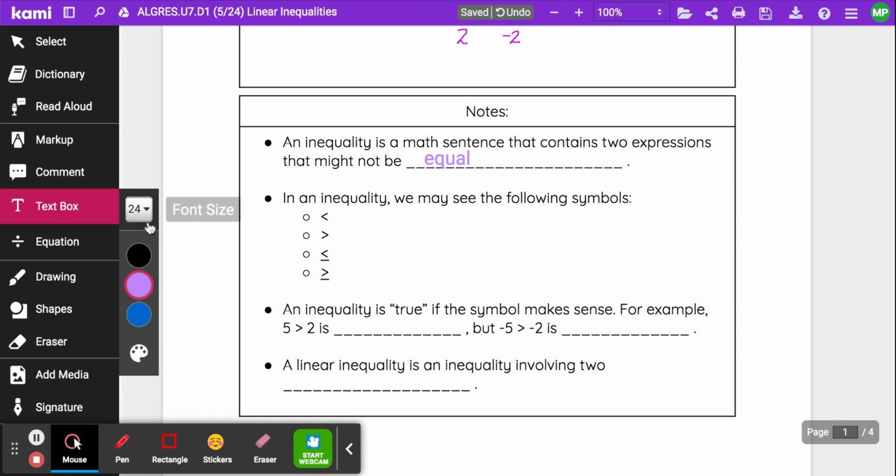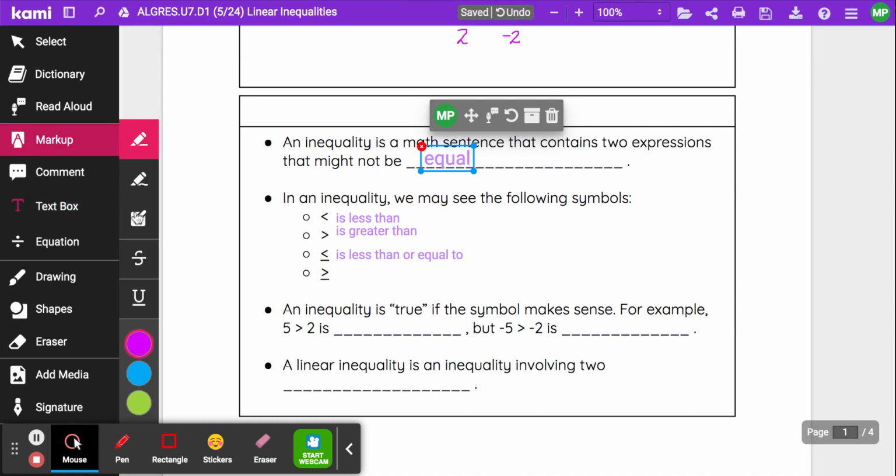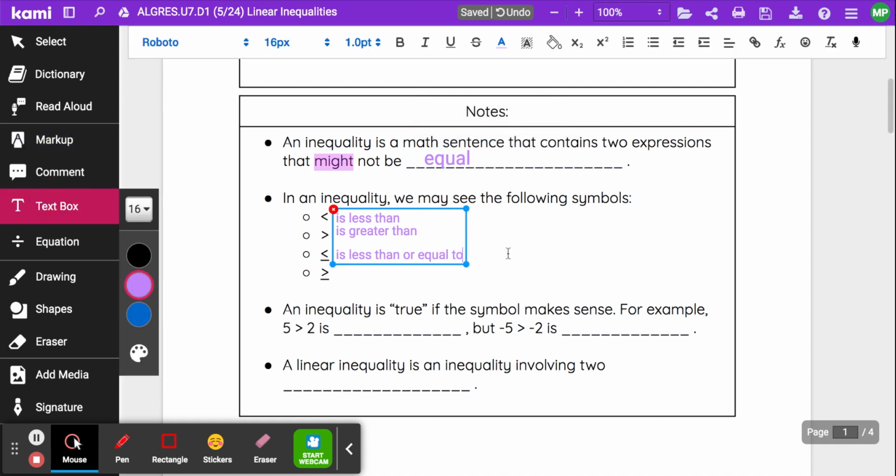And in an inequality, we might see the following symbols. These are some of the different symbols we might see. We might see one that says is less than, one that says is greater than. This one down here is less than or equal to. So notice I said it might not be equal. So sometimes we are going to see that they will be equal. So keep that in mind. All right, and then our last one here is greater than or equal to.